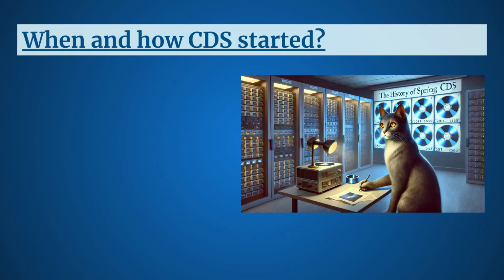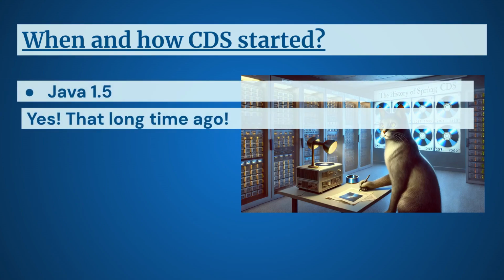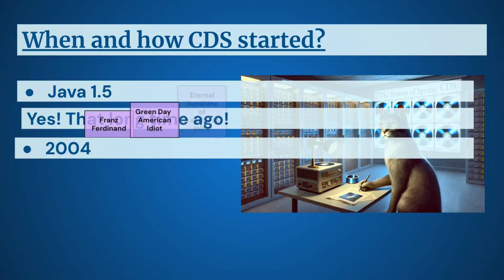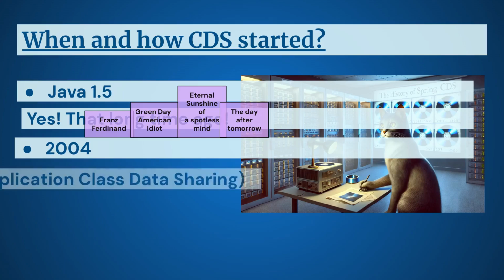But when and how CDS started, we have to look back at a while ago, and that's a very long time ago, because it started with Java 1.5, and Java 1.5 was released in 2004, so it's quite long ago. And just to get an idea of the time frame, that was the year that Franz Ferdinand released their first debut album. That's when Green Day released American Idiot. That's when we saw the release of Eternal Sunshine of the Spotless Mind with Jim Carrey and the movie The Day After Tomorrow. So that was a long time ago.